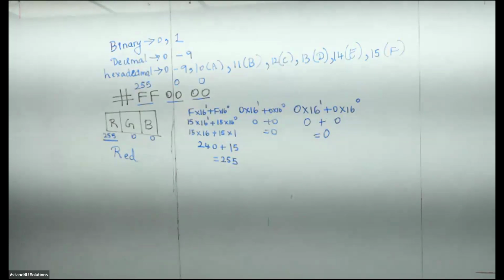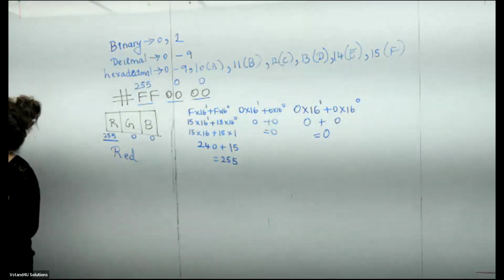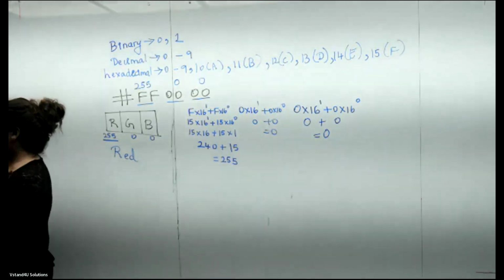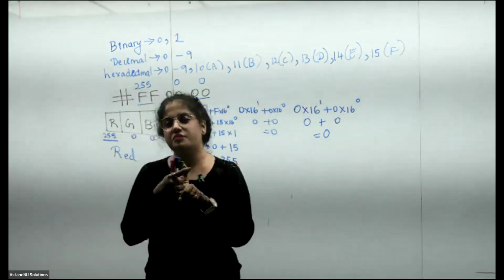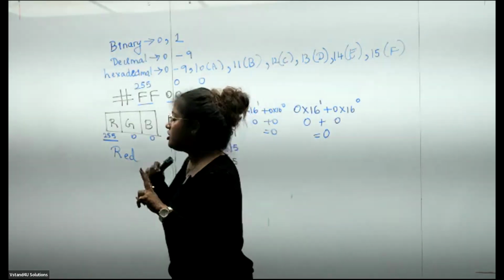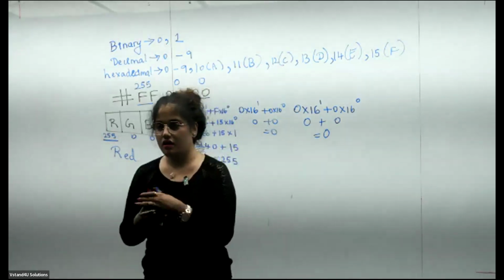Ma'am, can we give opacity by using hexadecimal? No. See, opacity you have for only 2 types of colors, that is your RGB model and HSL model. So you can give opacity to only these 2, not any others. Clear? Done?